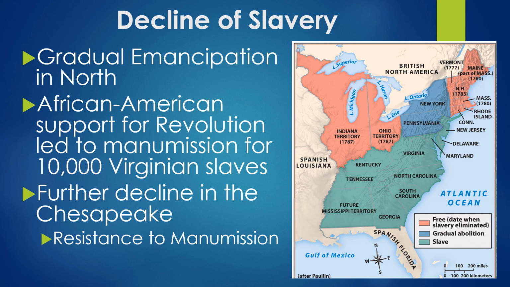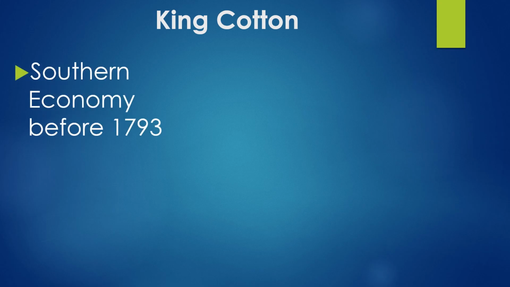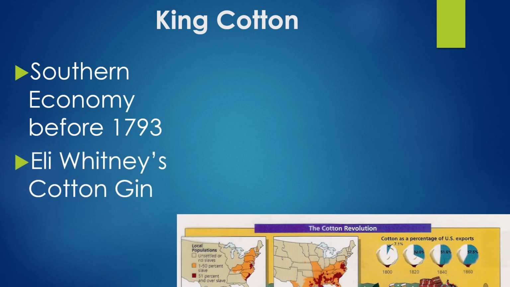However, the invention of the cotton gin is really going to change all that. Like I said, prior to 1793, the Southern economy was weak. There were depressed prices. They had soil-ravaged lands, and the slave system itself was economically risky. Once again, they believed it was going to die out, but with the invention of the cotton gin, we're going to see a massive change.